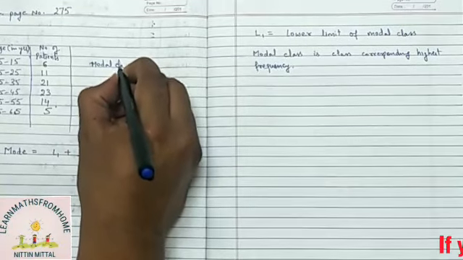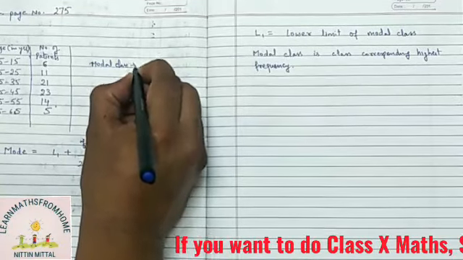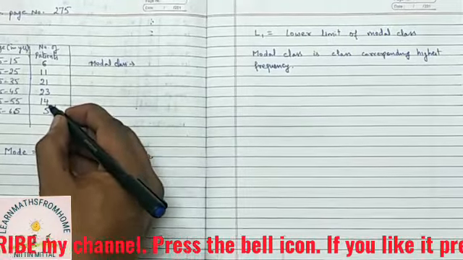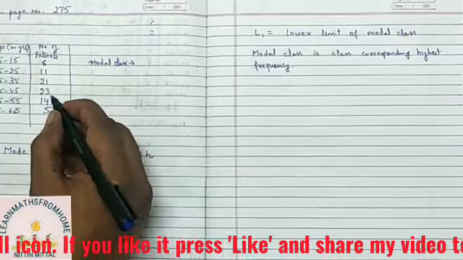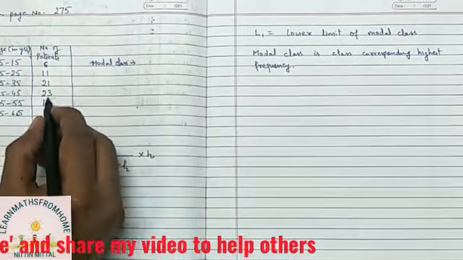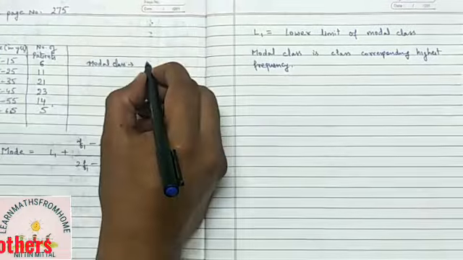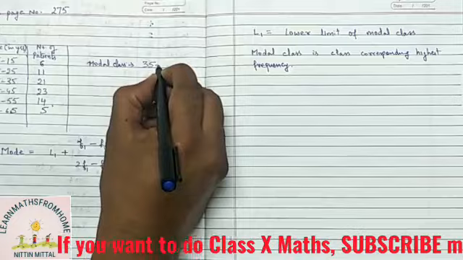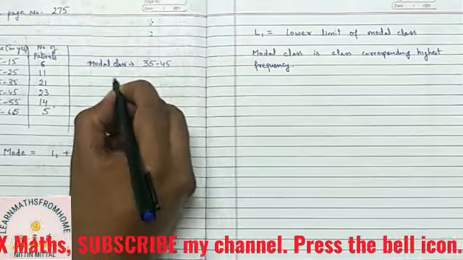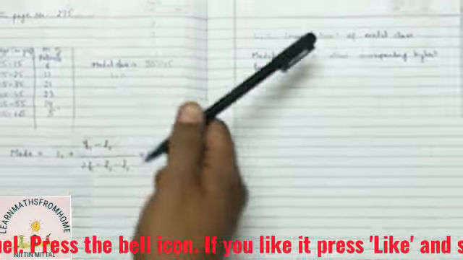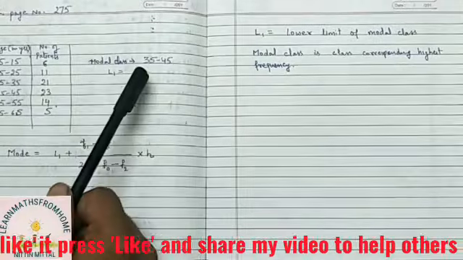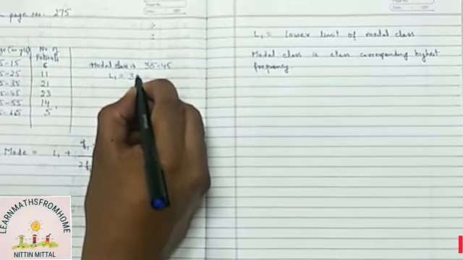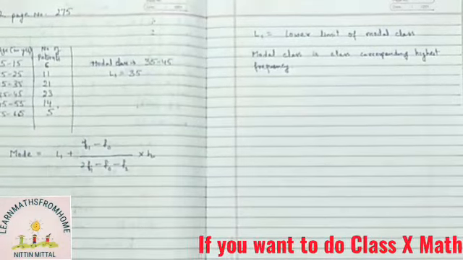The frequencies are 6, 11, 21, 23, 14 and 5. So students, which one is the highest frequency? 23. In front of 23, which class is there? 35 to 45. So the modal class is 35 to 45. According to this, what will be L1? Lower limit of the modal class. So 35 is the lower limit, 45 is the upper limit. So L1 is 35, right?